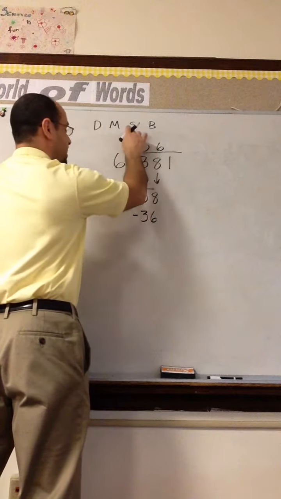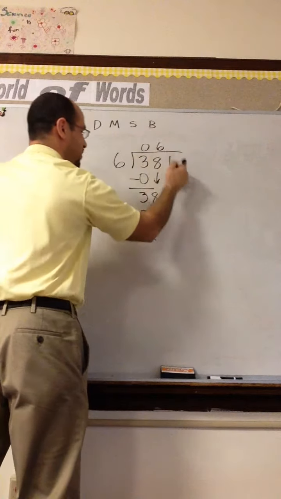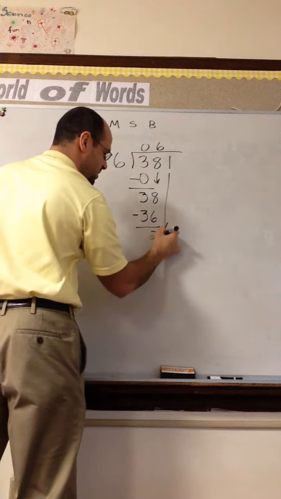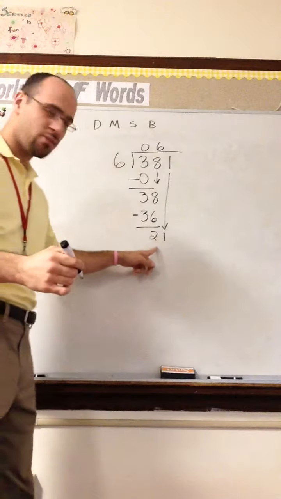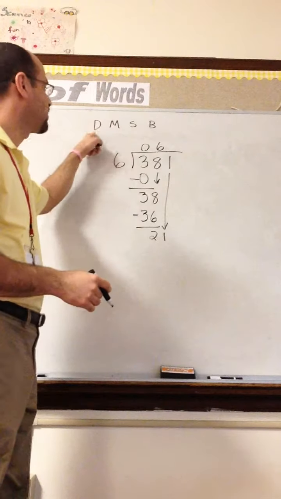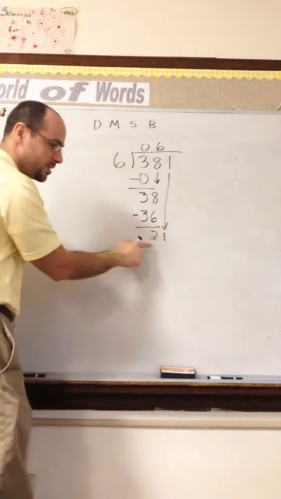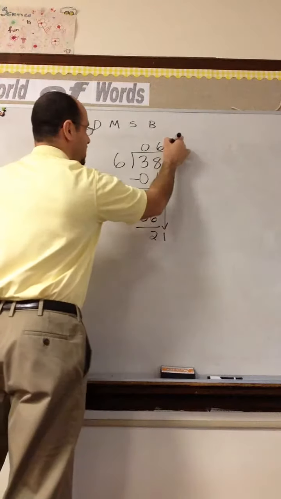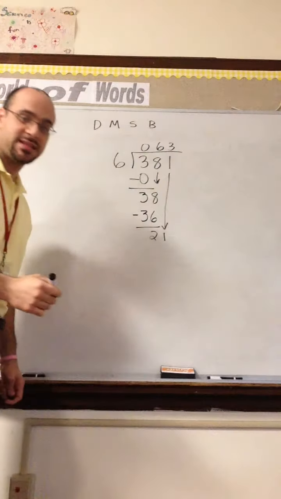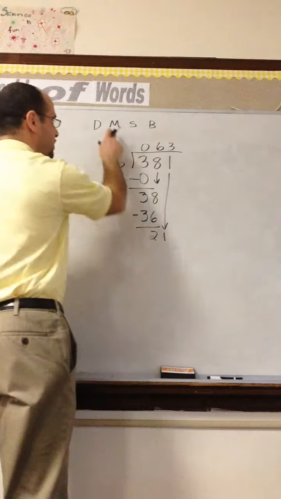I have to subtract now. I get 2. And then I have to bring down. Now some kids stop here and say my remainder is 21. No, after you bring down, you have to go back to division. So now I ask myself, how many times does 6 go into 21? And that is 3 times. 6, 12, 18. 24 would be too large. You can't pass it.